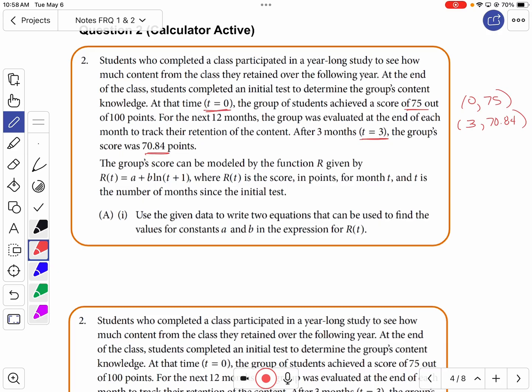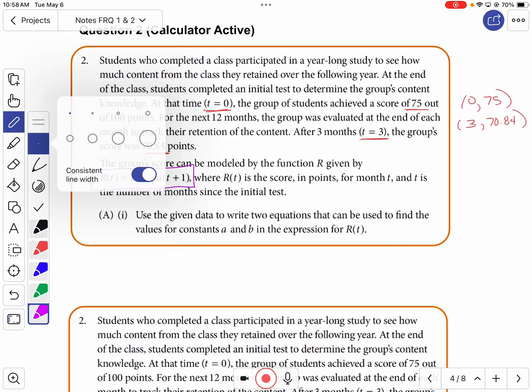Then it goes on to tell me some other things. It says that the group's score can be modeled by the function R given by. If they give me a function, I'm going to need it. Where R of t is the score in points for a month t, and t is the number of months since the initial test. Use the given data to write two equations that could be used to find the constants A and B in the expression for R of t.